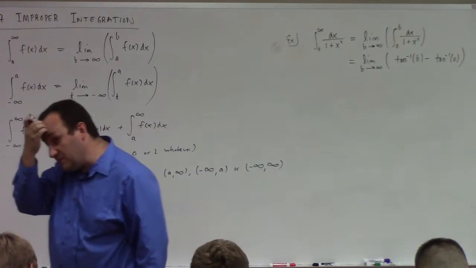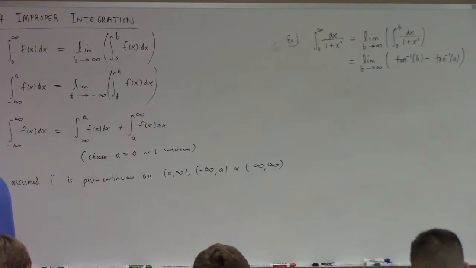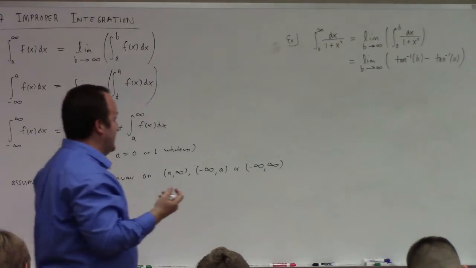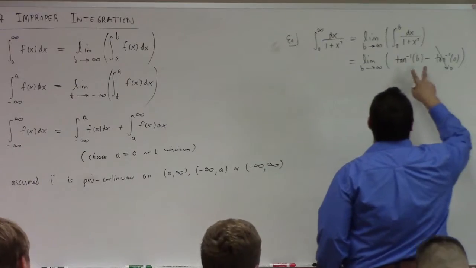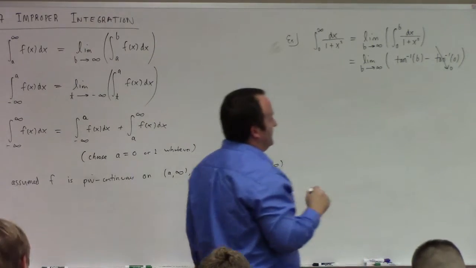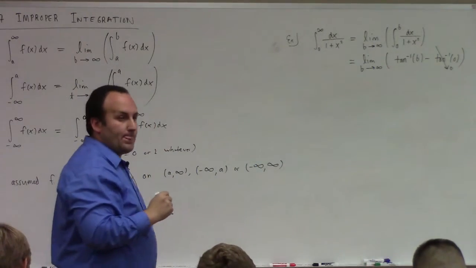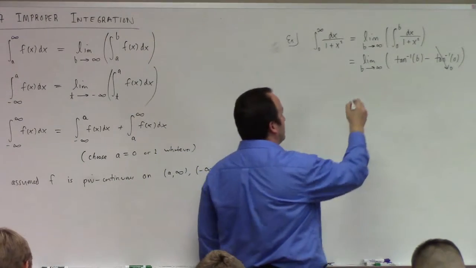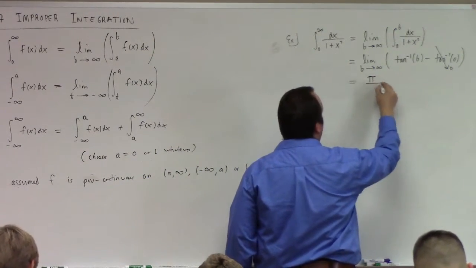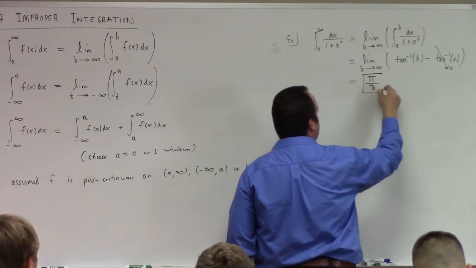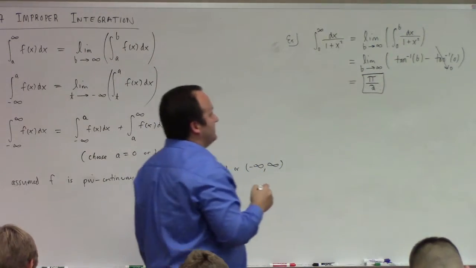Of course, inverse tangent of 0, you know it, you love it. It's 0. So that's 0. And what's the limit as b goes to infinity of inverse tangent b? I hope by now you're starting to be familiar with the fact that that's pi over 2. Right? So there you have it.